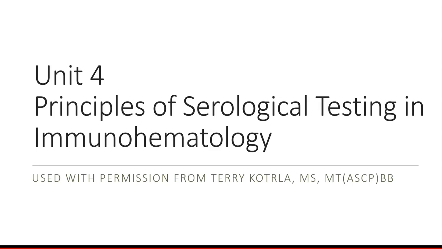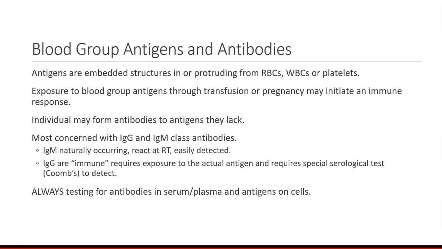In Unit 4, we will discuss the principles of serological testing in immunohematology. Let's briefly discuss blood group antigens and antibodies. Blood group antigens are embedded structures that are in or protruding from the red cells, white cells, or platelets. Exposure to blood group antigens that we do not possess through transfusion or pregnancy may initiate an immune response. Individuals may form antibodies to the antigens they're exposed to that they lack.